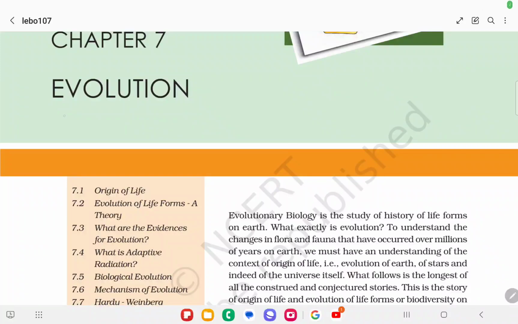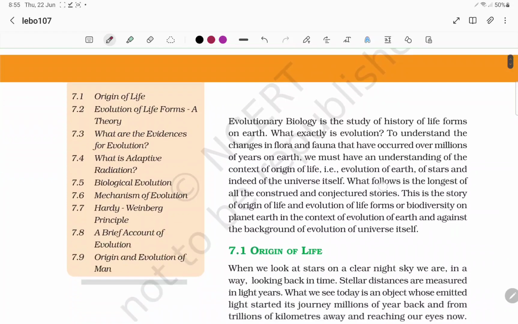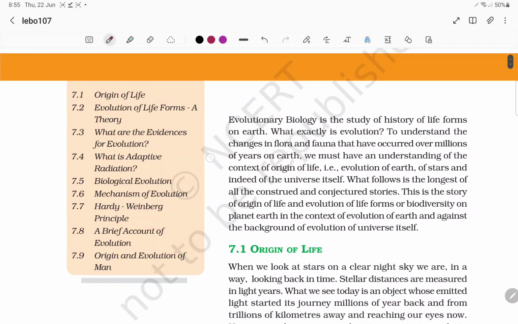So let's see about evolution. Okay, so what is evolution? Evolutionary biology. In this you are going to see the origin of life, evolution of life forms, a theory. What are the evidences of evolution? Fossils. And what is adaptive radiation, biological evolution, mechanism of evolution, Hardy-Weinberg principle, which is p square plus q square plus 2pq, and a brief account of evolution and origin of evolution of man.